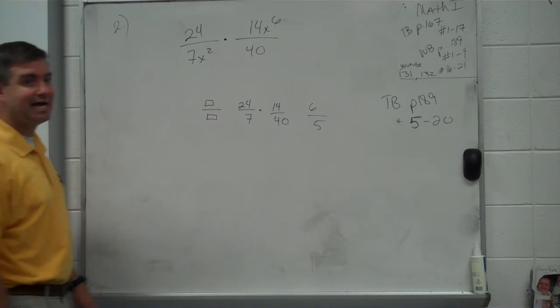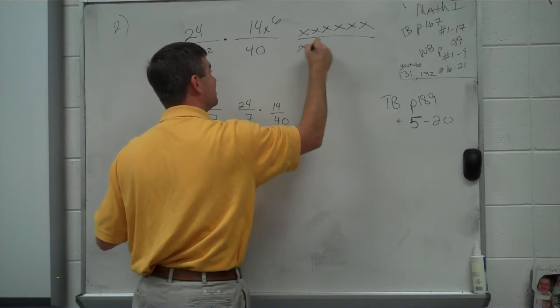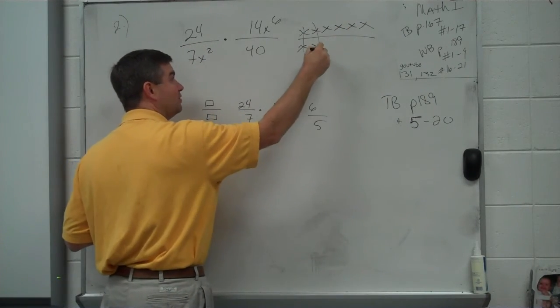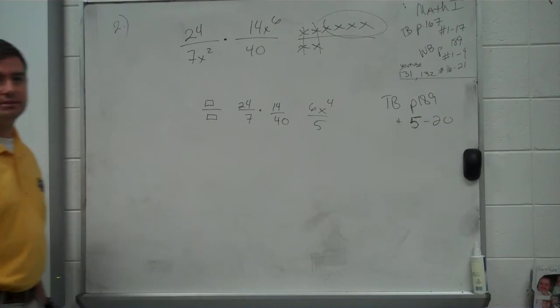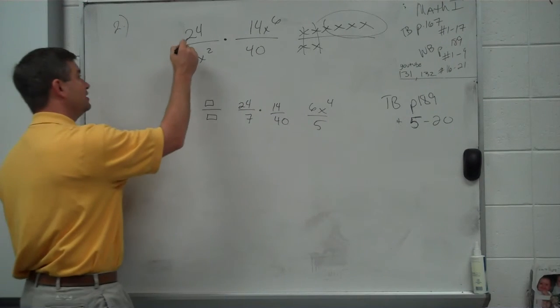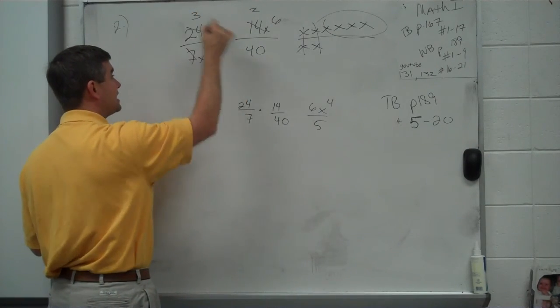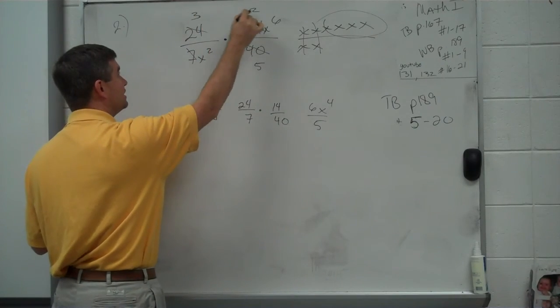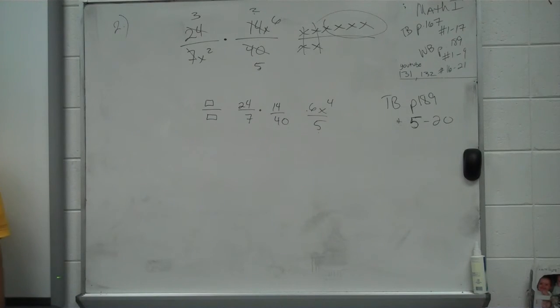Alright? Now let's talk about the x's. How many x's do you have on the top? 6. How many x's do you have on the bottom? 2. So when they cancel, how many x's do you have left? 4. And where are they? On the top. 6x to the 4th over 5. Now, if you didn't use your calculator, you could cancel 7 into 14 and get 2. Take an 8 out of these, and 3 times 2 is 6, and 5 on the bottom. So you could do it by hand, but if you struggle with that a little bit, you could use your calculator. No problem.